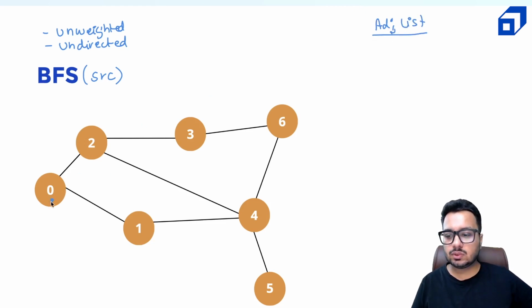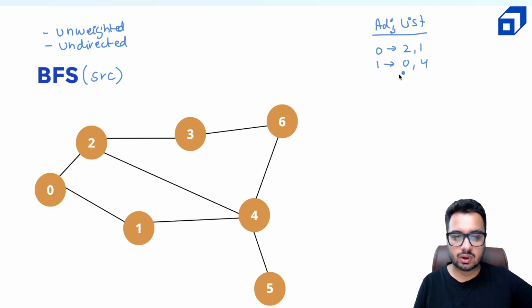So that means 0 is connected with 2 and 1. 1 is connected with 0 and 4. So neighbors of 1 are 0 and 4. Neighbors of 2 are 0, 3 and 4. So 0, 3 and 4. Neighbors of 3, they are 2 and 6.